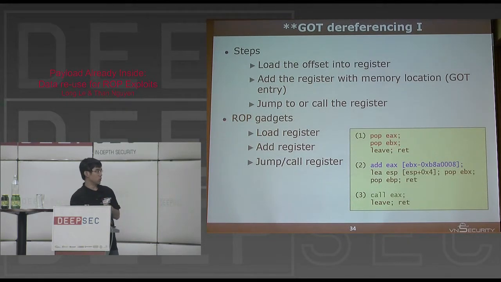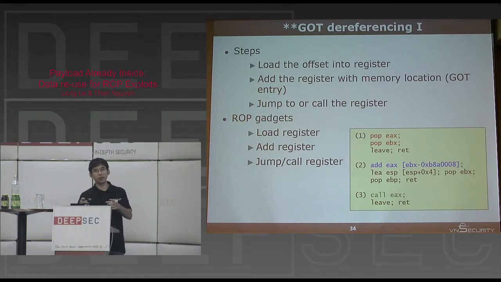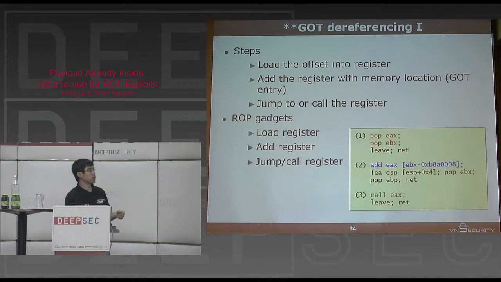For example, you need to have something like load register, add register, and jump. So this one, for example, is pop EAX, EBX, and so on. Then you can load those two values in. Then here you have, let's say, add EAX with whatever the value inside this memory location to EAX. So now EAX contains the address of whatever libc function you want to resolve. Then the last thing, you return into something like call EAX or jump EAX or something like that.